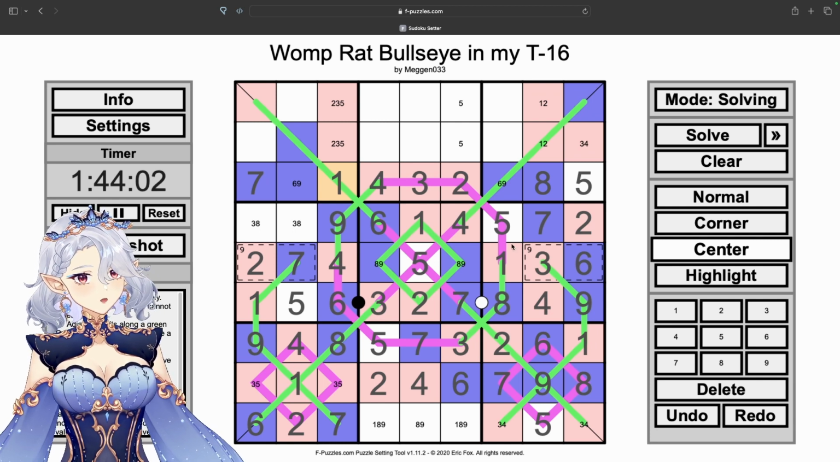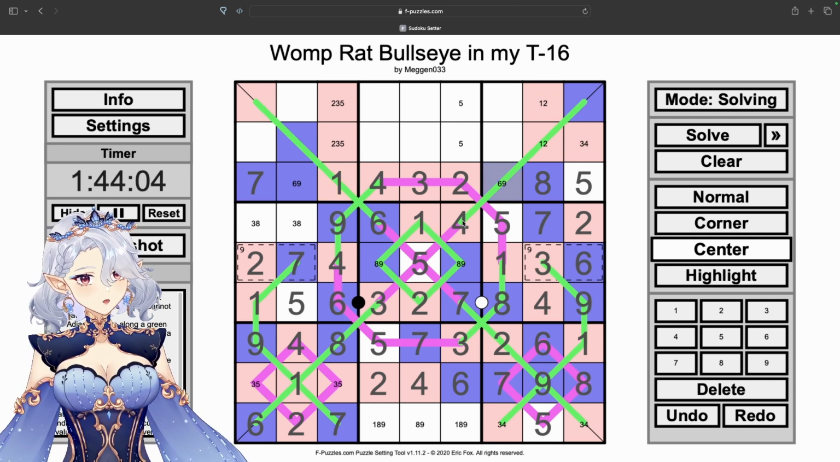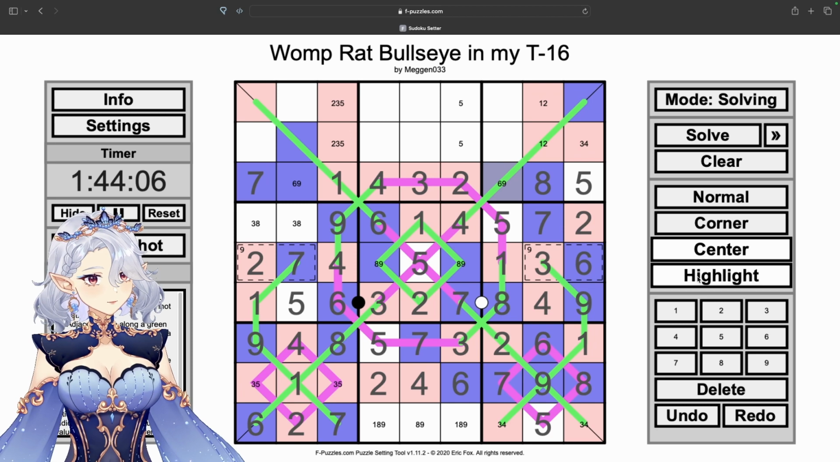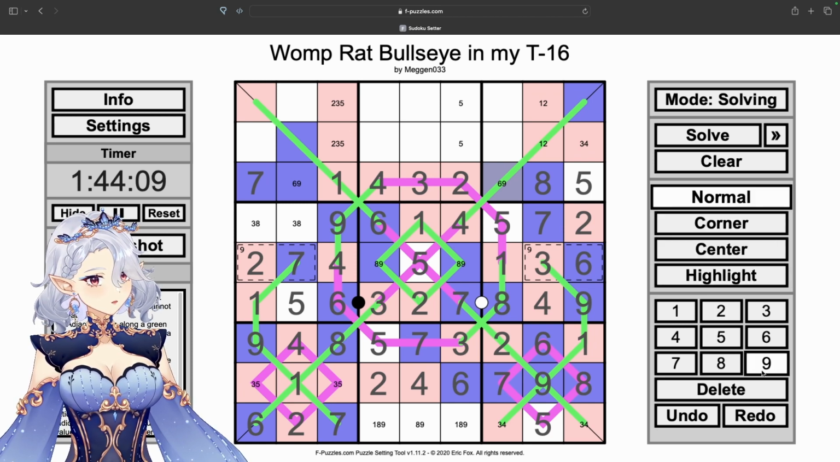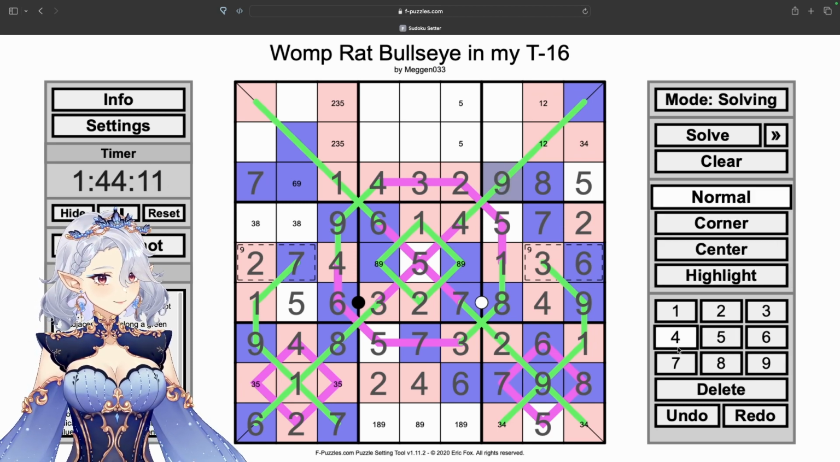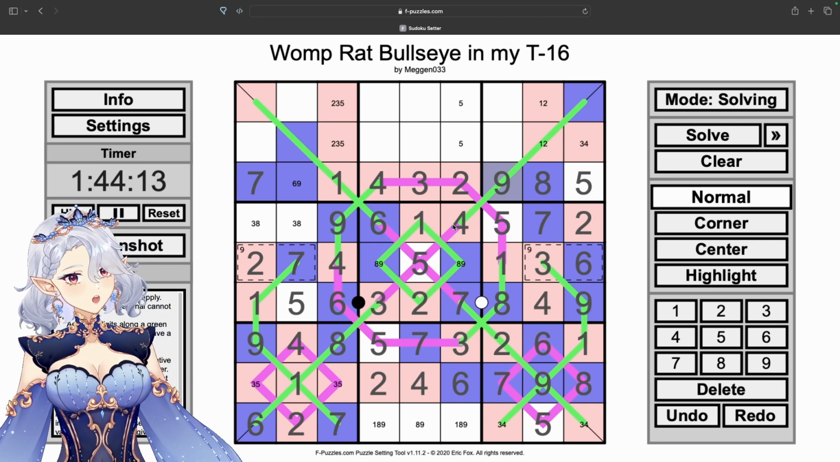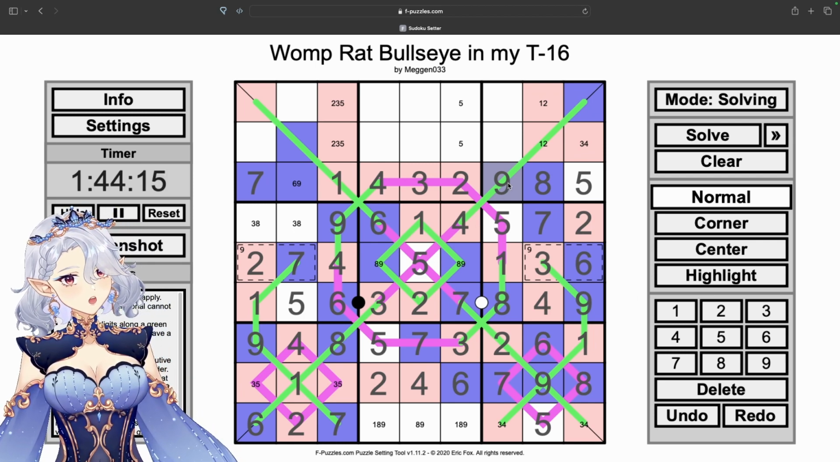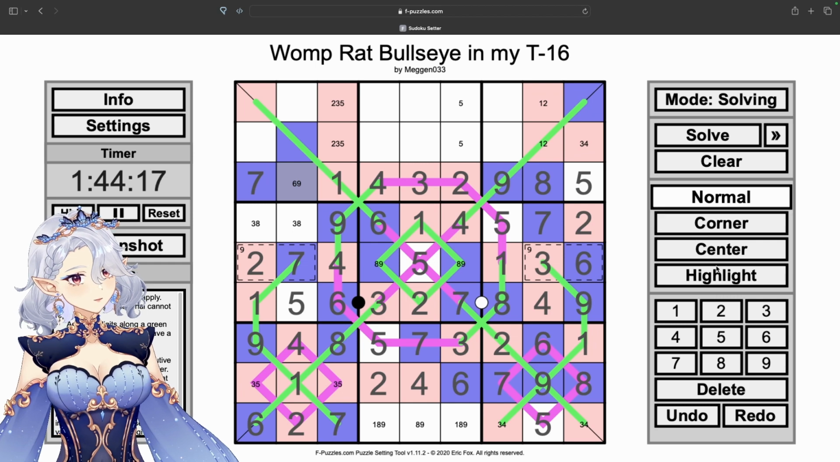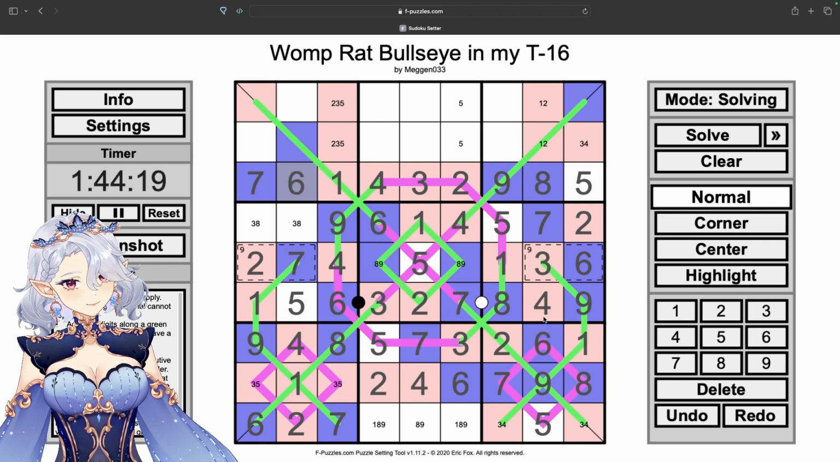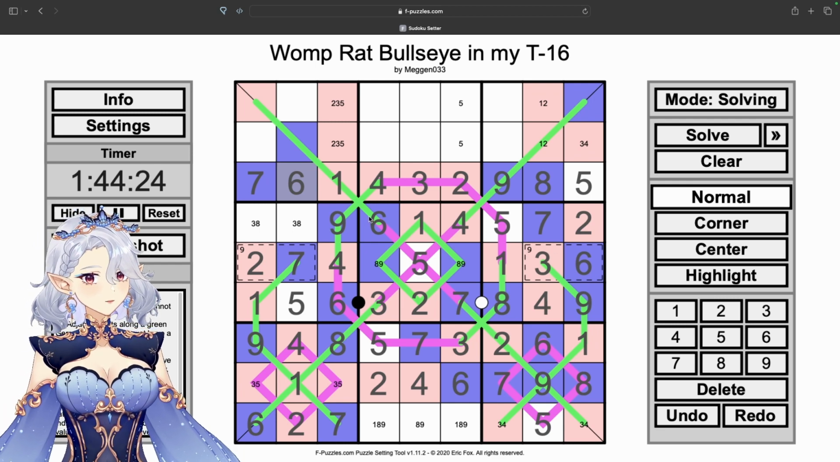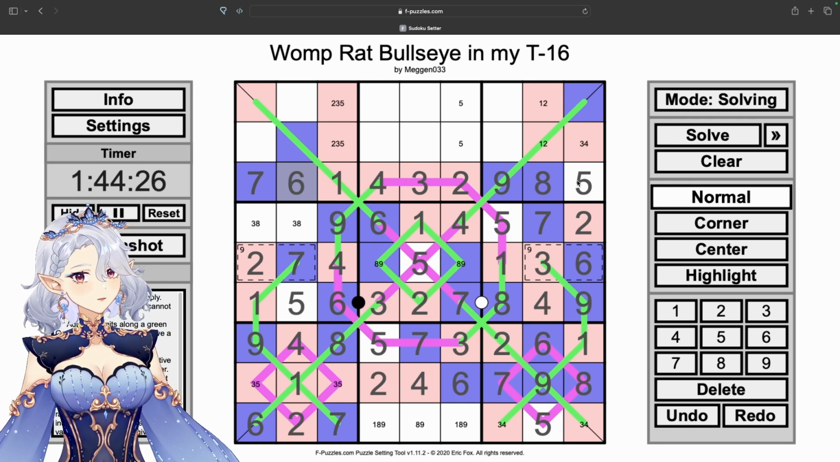Oh, this cannot be a 6. This has to be a 9 because there's a 4 here, and it has to be 5 away, and 6 and 4 are not 2 away. This means this is a 9. This is a 6. Which gives us the whole row 3.